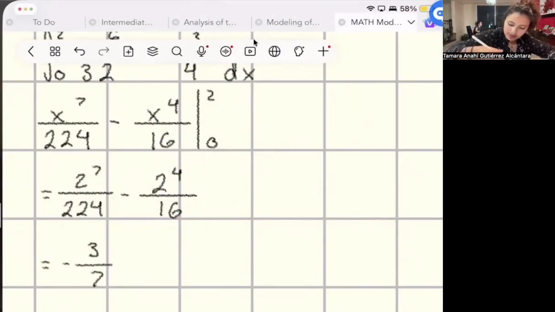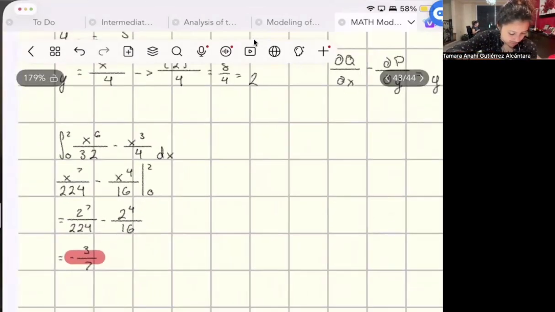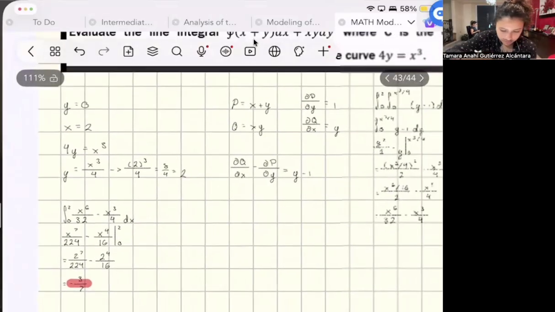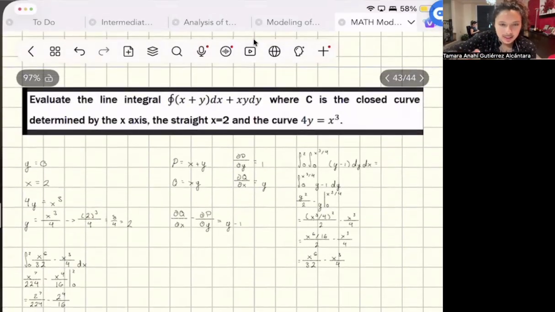And luckily, this is our final answer. So the value of the line integral is minus 3/7. And that's the result. Thank you.